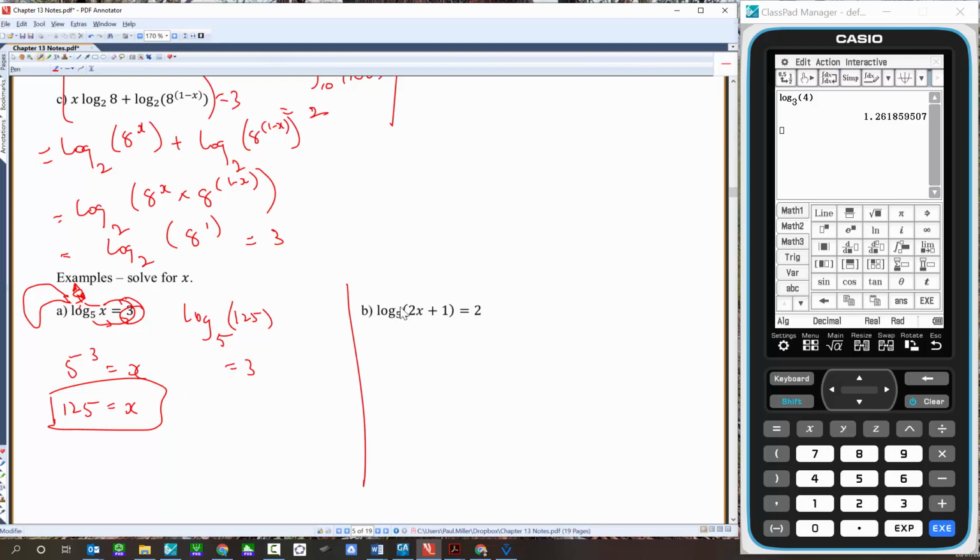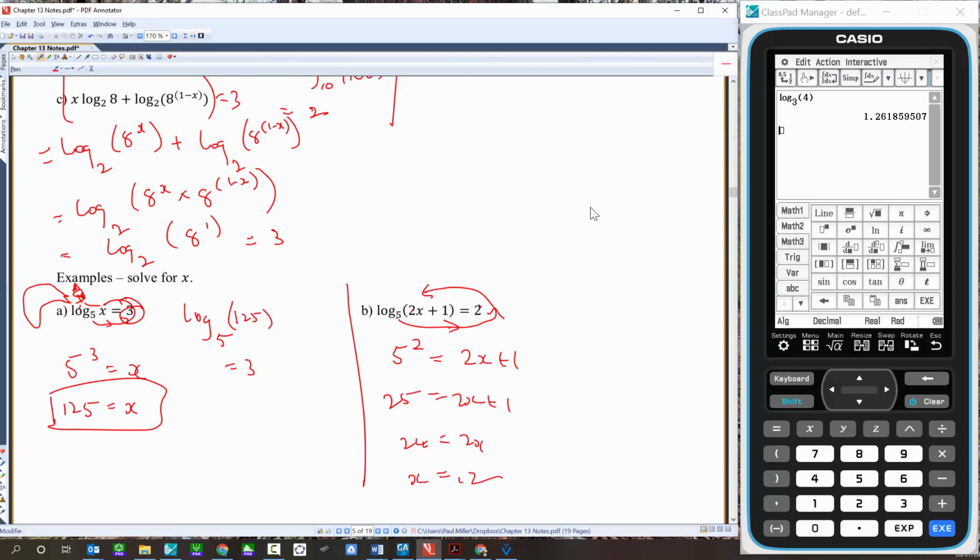Okay, let's solve this one. 5 raised to the 2 will give us this thing here. So 5 to the 2 equals 2x plus 1. So just follow it around like so: that raised to that equals that. Okay, that's 25 equals 2x plus 1. 24 equals 2x. X equals 12.